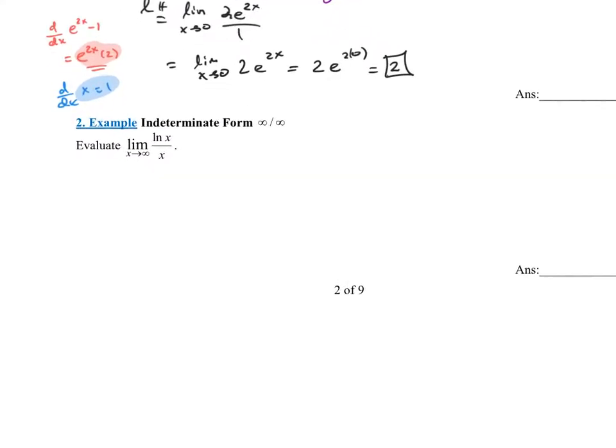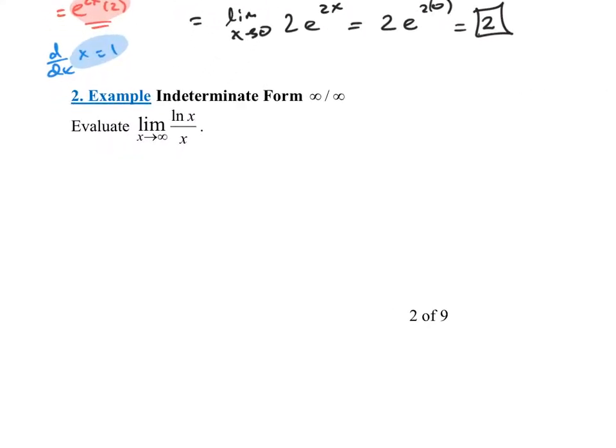Let's give it a try again. Let's look at example 2 here. It says the limit as x approaches infinity of the natural log of x over x. Well, if we tried to evaluate that directly, notice natural log of x as x approaches infinity also approaches infinity. And then x on the bottom would approach infinity. So it's infinity over infinity, which is our indeterminate form.